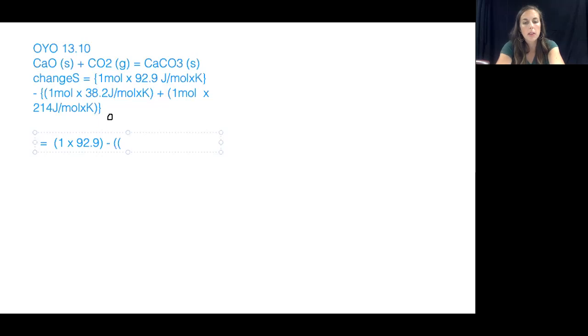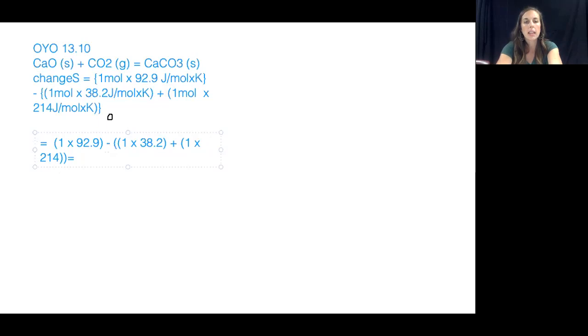Minus all of that, minus, now we need 2 sets of parentheses because we've got 2 things here. We've got 1 times 38.2, close your parentheses, plus open a new set of parentheses, 1 times 214. Close that parentheses and close that second parentheses. So all of this is in parentheses together because the reactants are being added up.